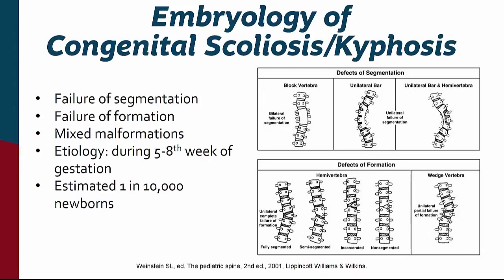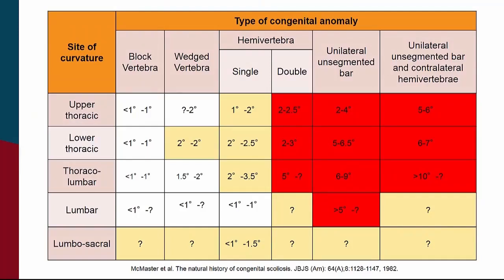Often, embryologically, these are formed by failure of segmentation, where vertebrae fuse and don't segment and separate properly; failure of formation, where there's a hemivertebra on one side but no counterpart on the contralateral side; or mixed malformations, which are an amalgamation of different factors. Usually it occurs during the 5th to 8th week of gestation and occurs in about 1 in 10,000 newborns. Dr. McMaster illustrated and described different examples on the right. These highlight some of the more commonly seen etiologies. Occasionally these can be associated with rib abnormalities as well, which should be identified as this can affect pulmonary function.